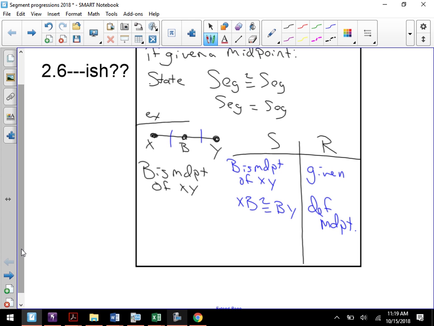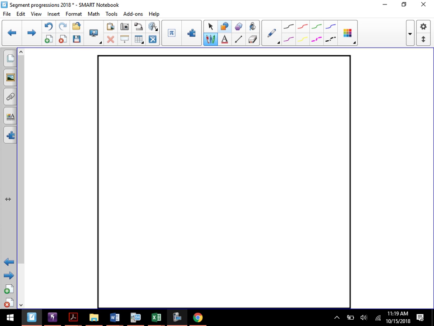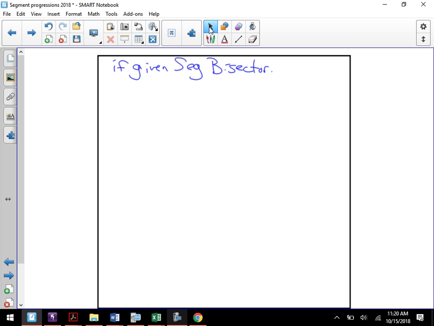The other one that you'll see pretty regularly alongside this one, if you're given a midpoint, is sometimes you're given a segment bisector. So we'll do that one. I don't want to get too far ahead of anybody. Everybody got this one okay? Another one we'll do. Sometimes we might be given a segment bisector.